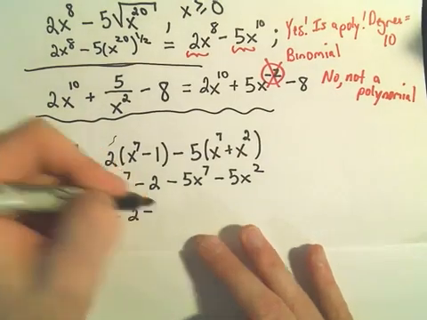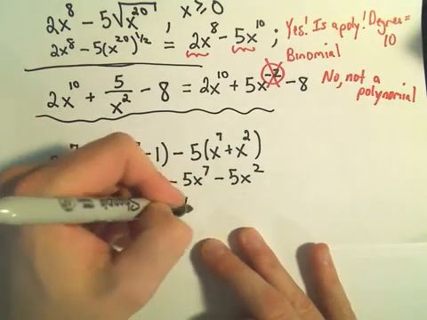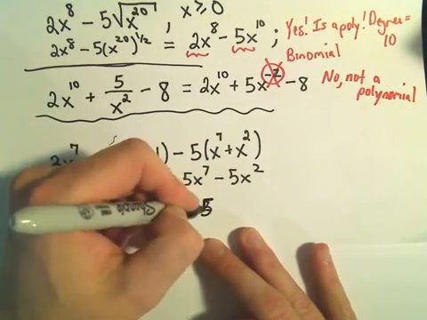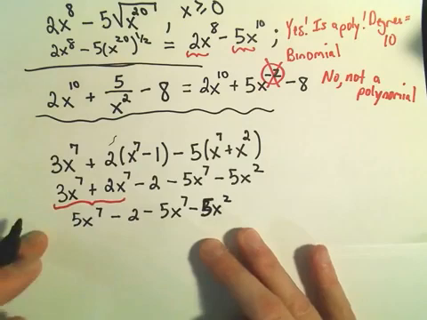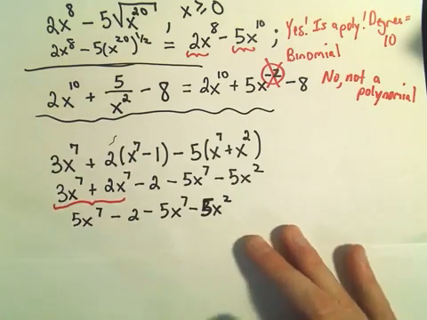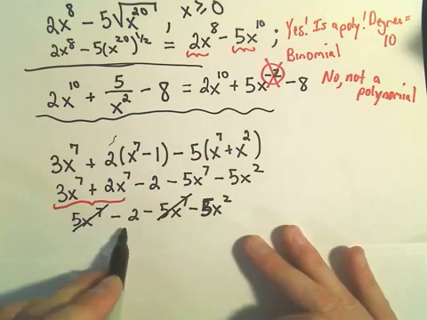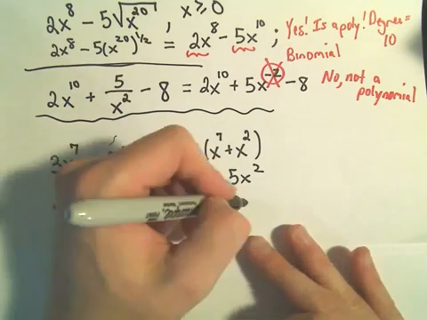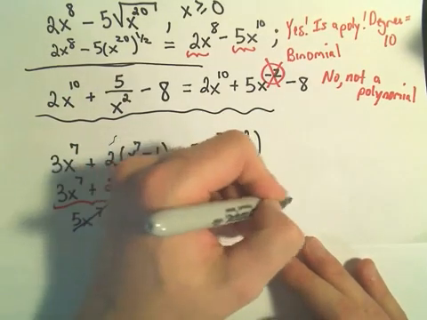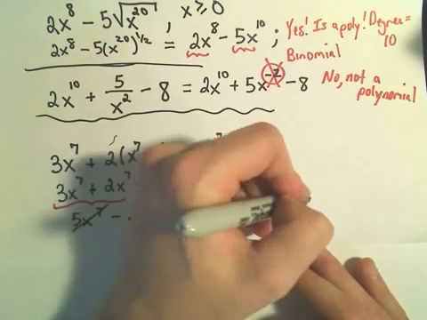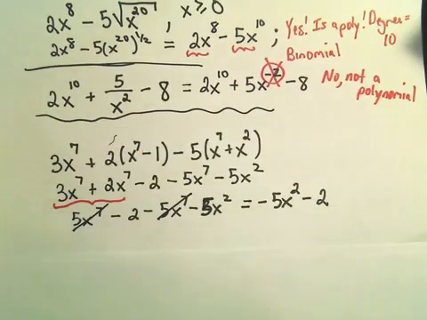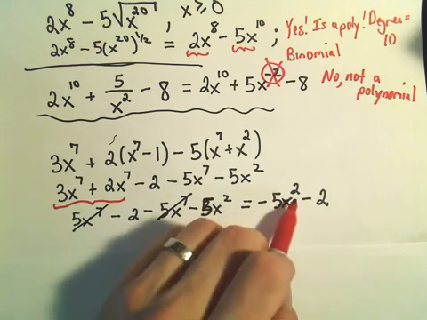minus 2 minus 5x to the 7th minus 5x squared. But now our 5x to the 7ths actually cancel out, and we're just left with negative 2 and negative 5x squared. And I'm just going to rewrite that as negative 5x squared minus 2. Okay, so I look at my exponents. Hey, the x has a positive integer as an exponent.